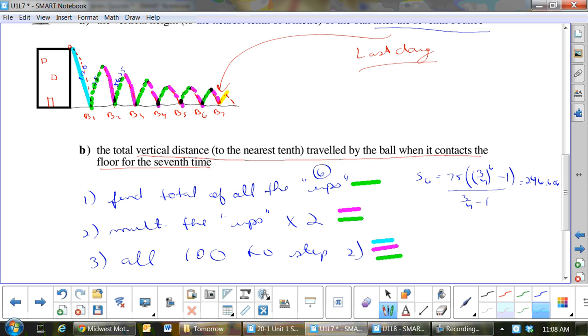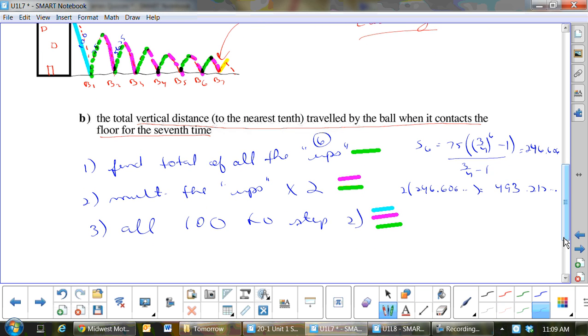Now, if I want to get the ups and downs, I'm going to take that and multiply by 2. 2 times 246.606 dot dot dot gives me 493.212 dot dot dot. Step 3 now, I have to add 100 to it. So 493.212 plus 100. Therefore, my total would be 593.2 meters.